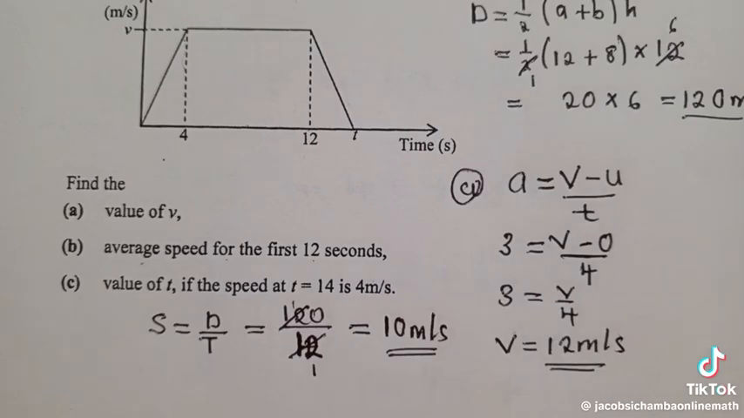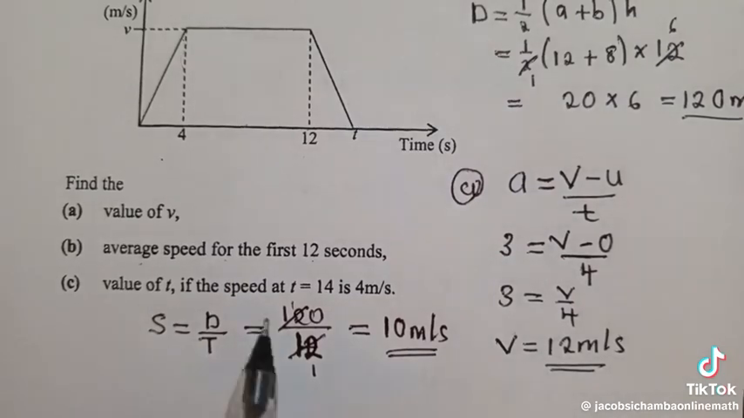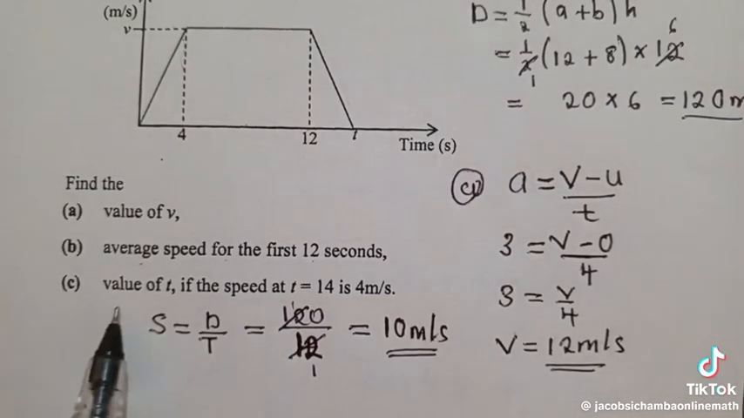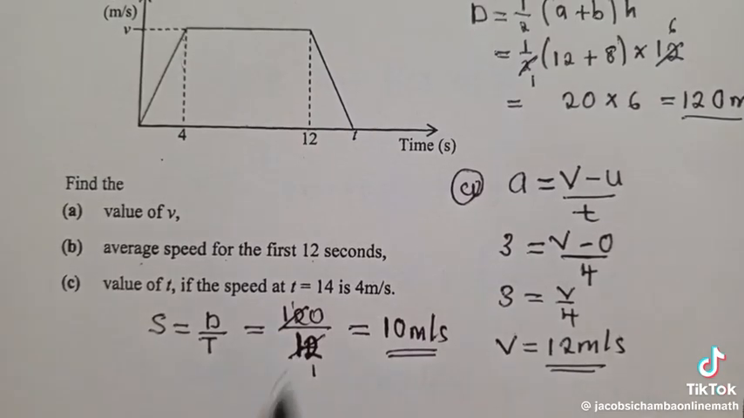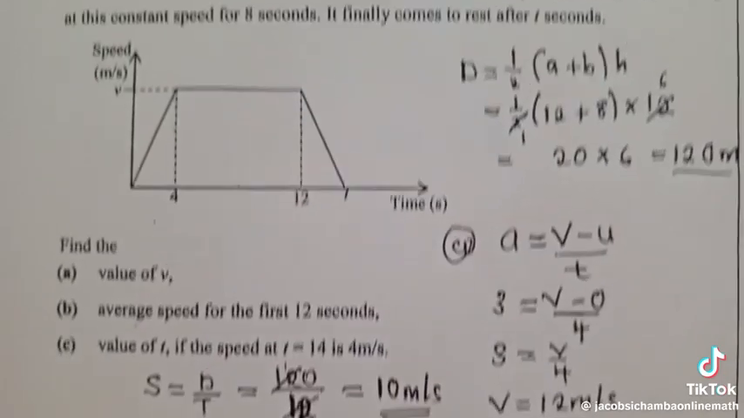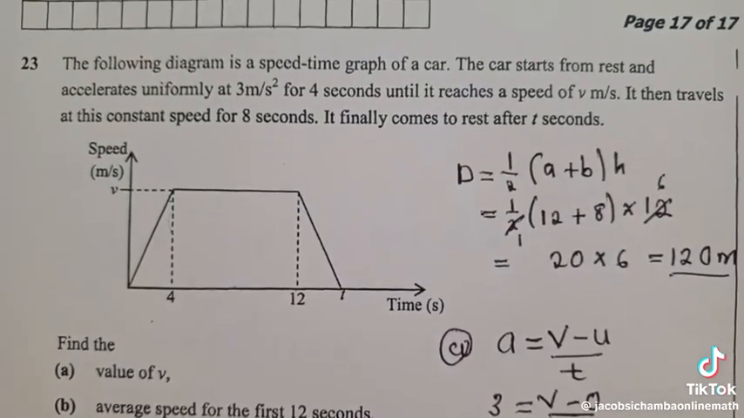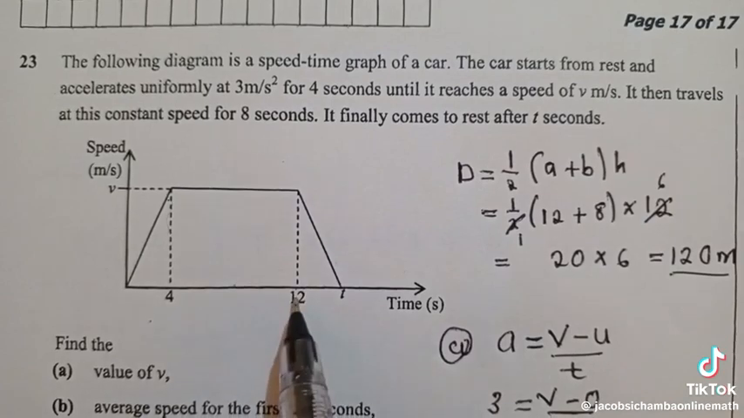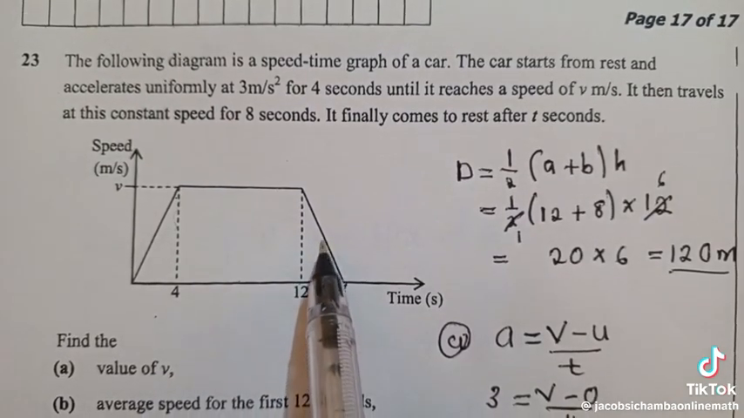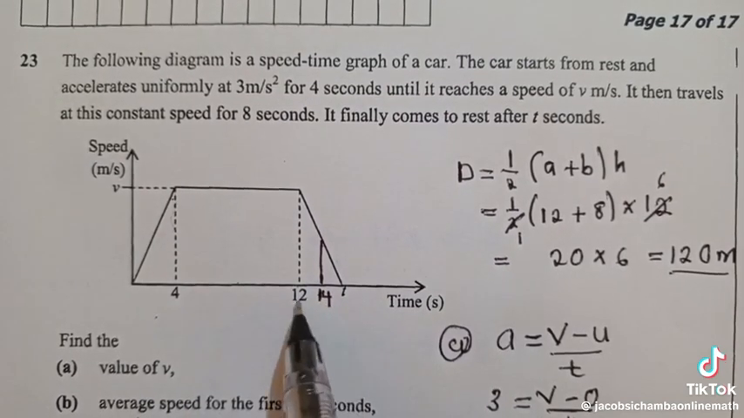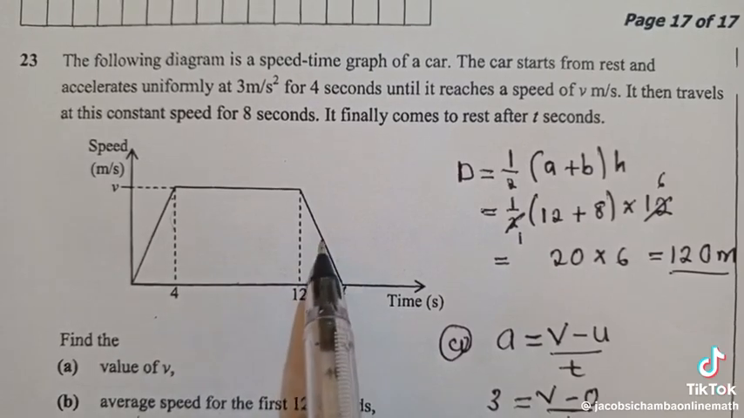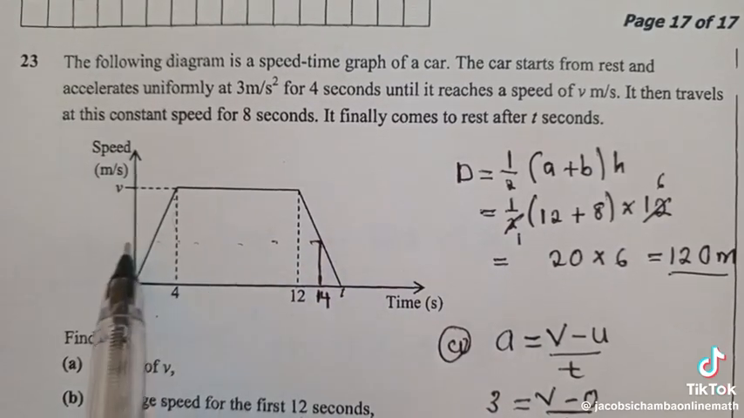Okay, so that's it. We go to the last question. The last question, they said find the value of t if the speed at t is 14 is 4 meters per second. So here we need to understand a little bit of some English. So they are saying this is 12. We'll assume 14. The value of t is right here. 14 is right here. When the time is 14 seconds, the speed right here will be what?